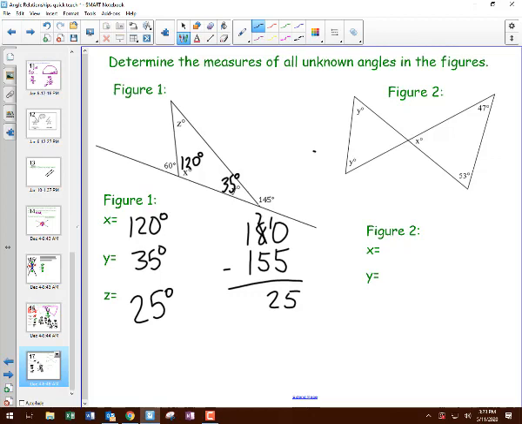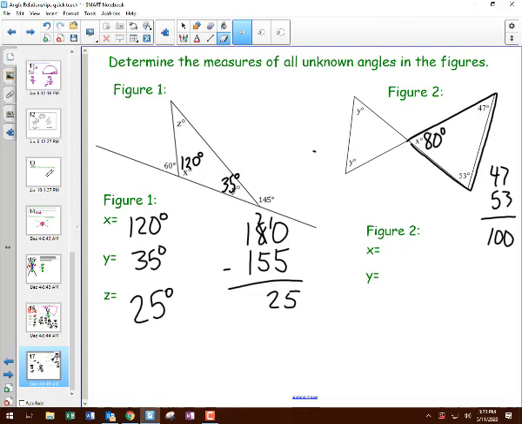On to figure 2, last example here. I see a triangle off to the right where I know two of the angle measurements. So right away I can add those two together, 47 and 53, and that should get me 100. All the interior angles of a triangle add up to 180. So 180 minus 100, and that should mean that x is equal to 80 degrees. Now, if you look at this, it should give us a hint to the next one.